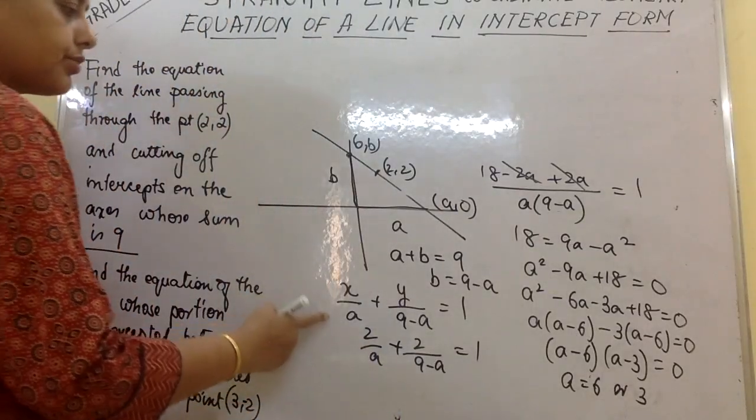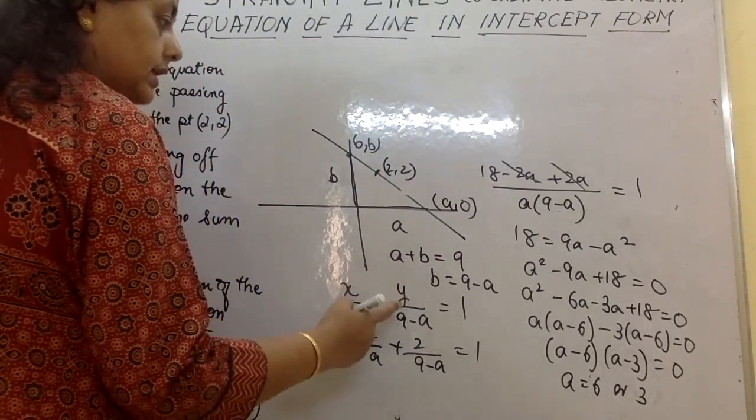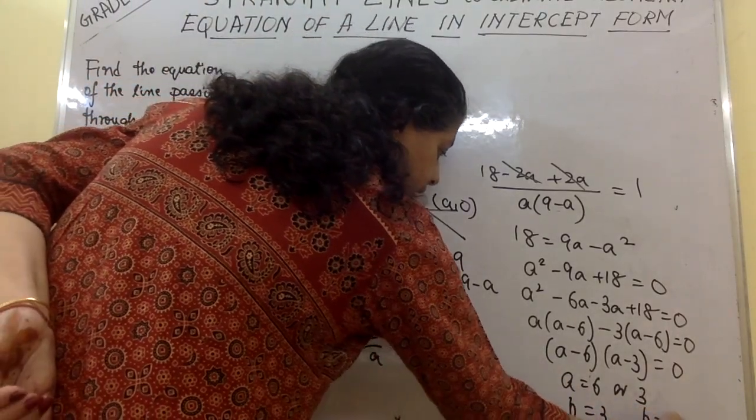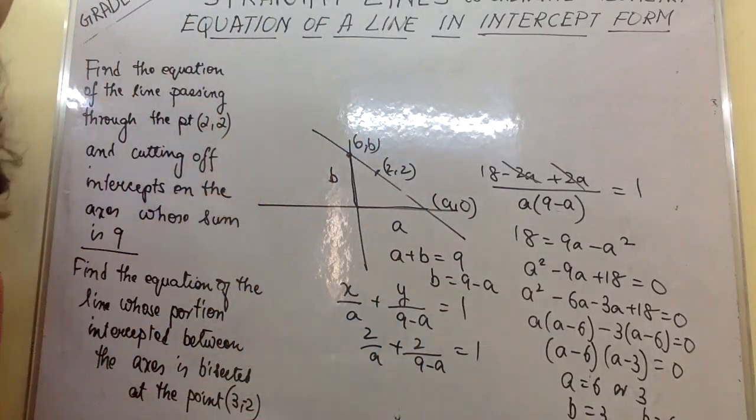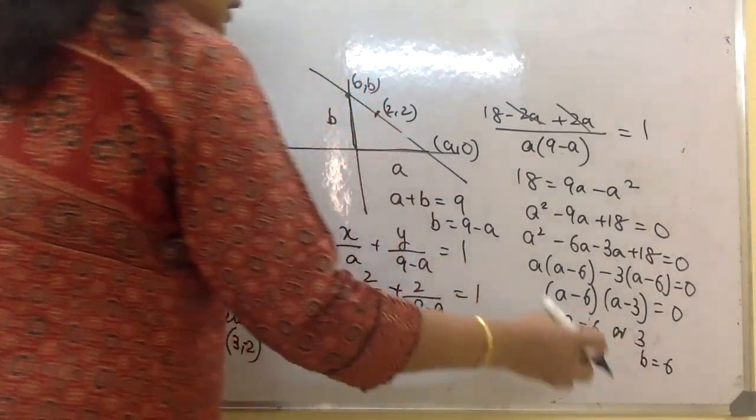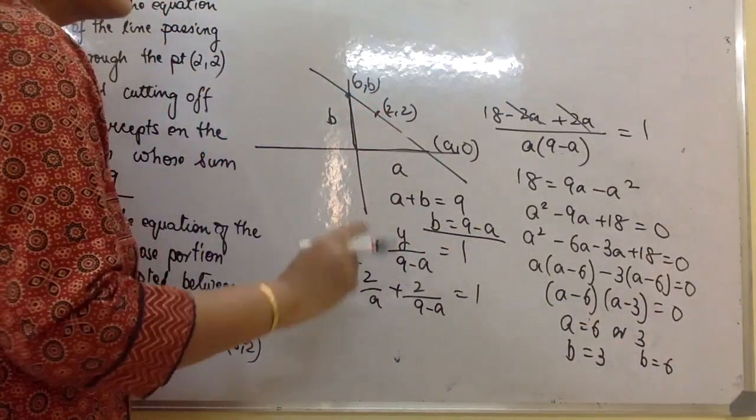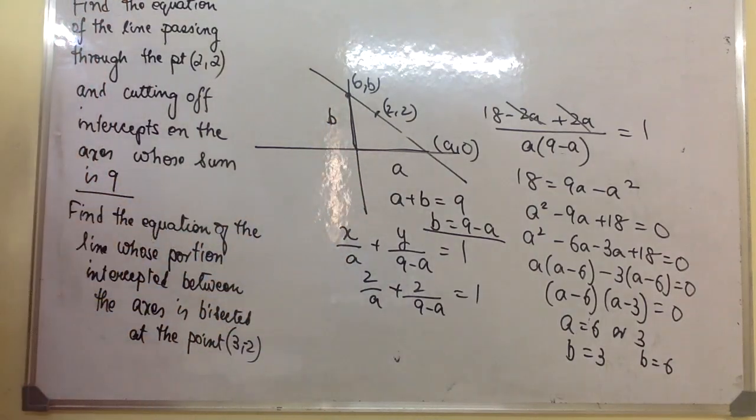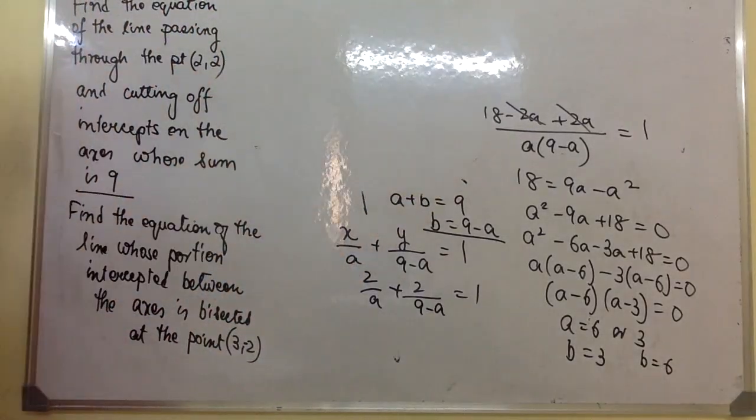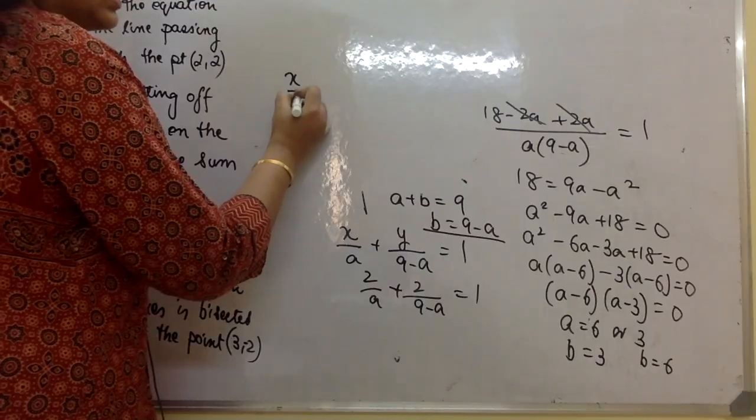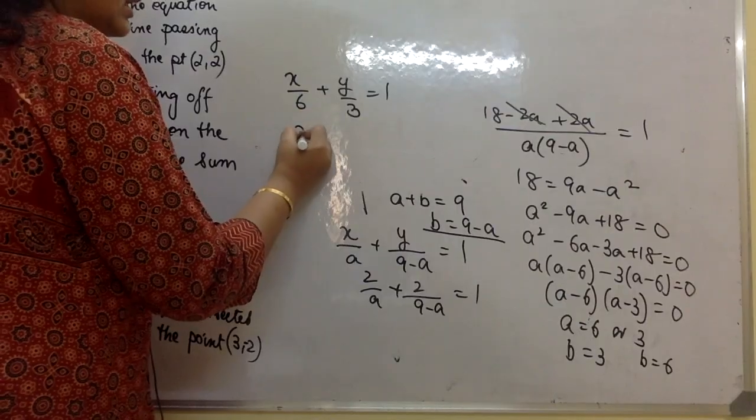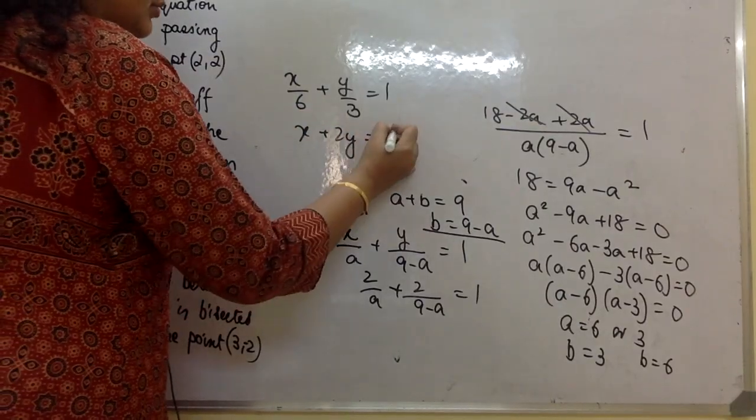Now if a is equal to 6, then b is equal to 3. If a is equal to 3, b is equal to 6. You can substitute it here and get the equation. So you have two different values of a and b. So what is the equation now? The equation can be x by 6 plus y by 3 is equal to 1. That gives me x plus 2y is equal to 6.